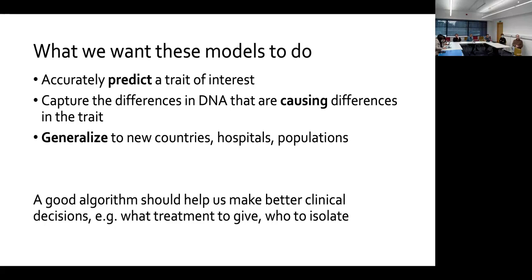And I would like the algorithm to be able to generalize to samples from patients that may be from different countries, different hospitals, different patient populations. So whatever it's learning to predict the trait needs to be just as useful in a hospital in the UK as it is in a community setting in Sub-Saharan Africa, for example. And from a more practical perspective, a good algorithm should help us make better clinical decisions. For instance, what antibiotic to give a specific patient, or who to pay special attention to because they're carrying a particularly dangerous strain, so they might need extra isolation in the clinical setting.